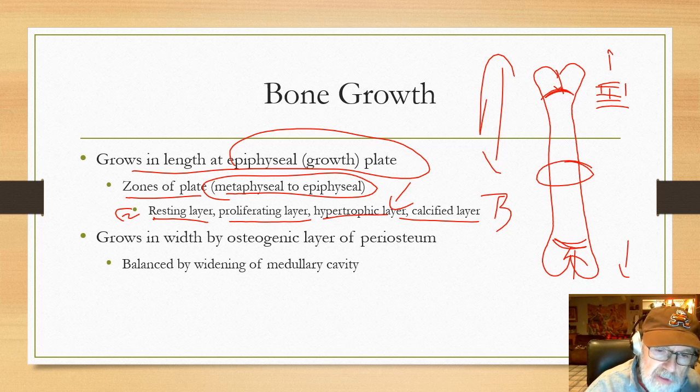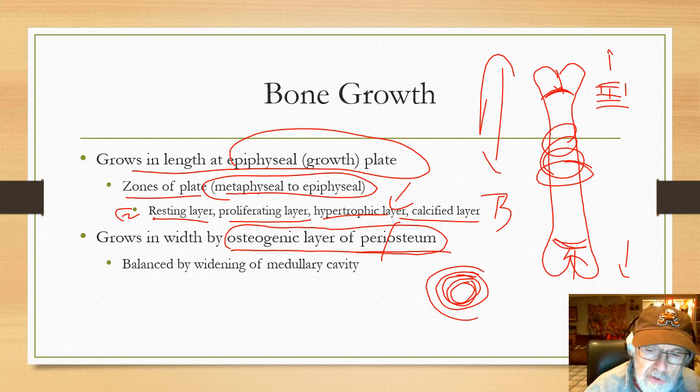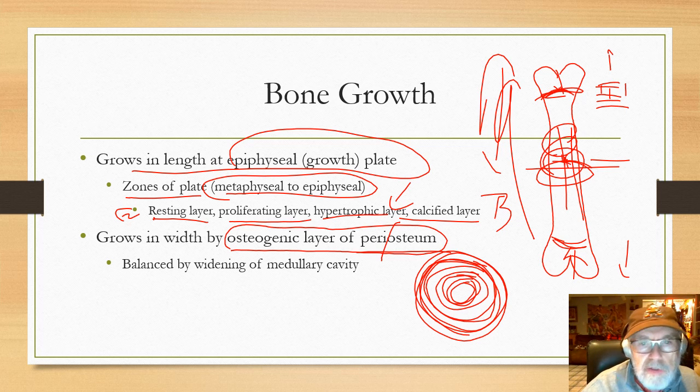Bone grows in width by the osteoprogenitor area, which is called the periosteum. We'll talk about the periosteum. It's a membrane that surrounds the bone. What that membrane does is it lays down one ring, and another ring, and another ring, and another ring. So as the bone's getting longer at the growth plate, it's also getting wider by this periosteum, this membrane that keeps on laying around, making rings like a tree. And it's balanced because on the inside we have that endosteal canal, or the medullary canal, and that also widens as well. So that's what happens in regards to bone growth.